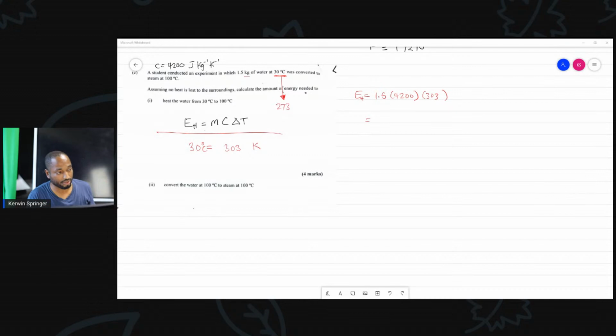Let me bring up my calculator on the screen. That is easy. 303 Kelvin, and what are you getting? This answer should be in joules because this is in joules per kilogram per Kelvin, this is in kilograms, and this is in Kelvin. So everything is in the correct unit, and this should fall out in joules.